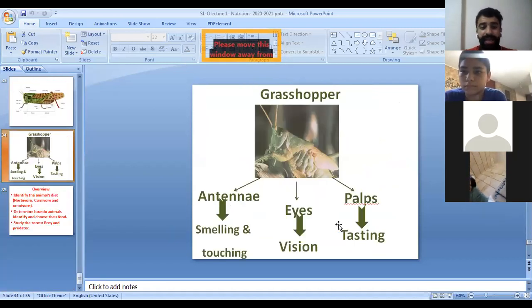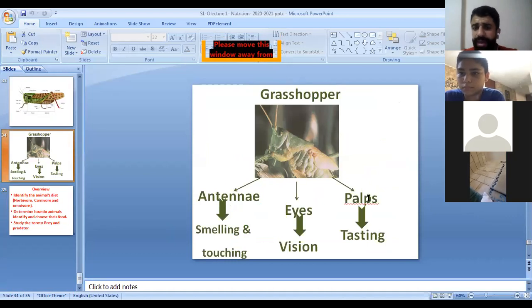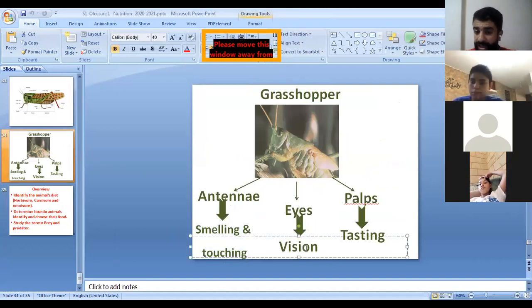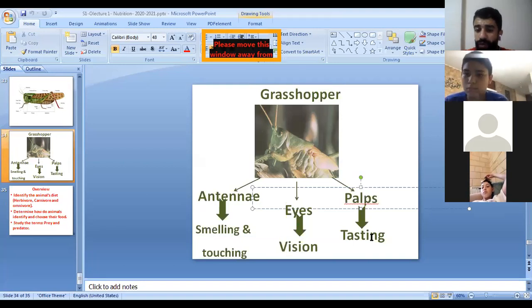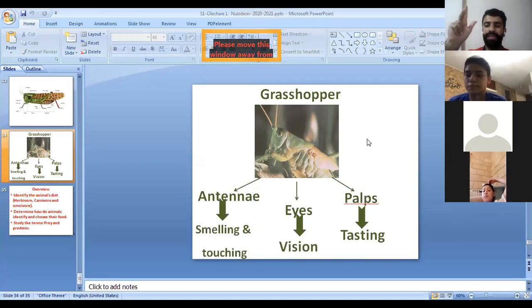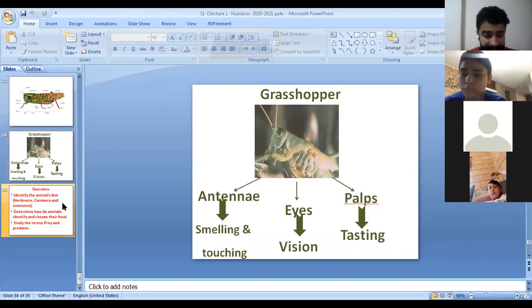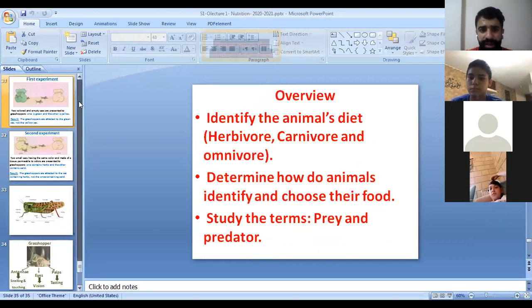So the grasshopper has three main organs. Antennae are used for smelling and touching. Eyes are used for vision. Palps are used for tasting. So we have three main organs: antennae for smelling and touching, eyes for vision, and palps for tasting. This is everything related to the first session of the first lesson.